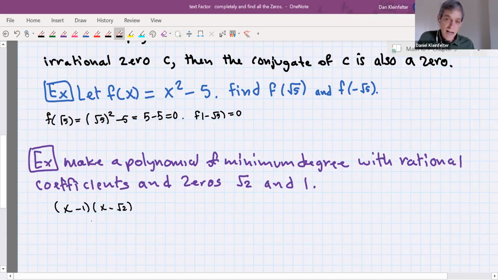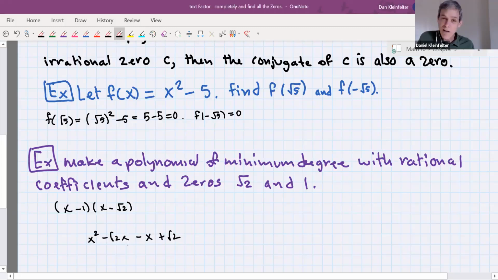If we stop right here and I multiply this out, let me go ahead and do it actually real quick. So this would be x squared minus root 2 x minus x, and then plus root 2. If you multiply that out, you can see that we have a, how did I get root 2x? That should have been root 2 x's.